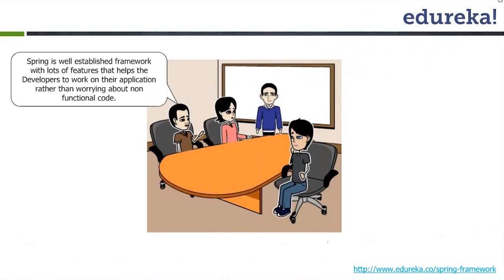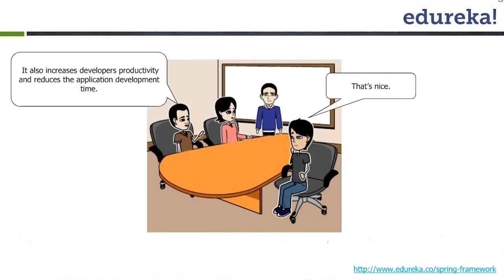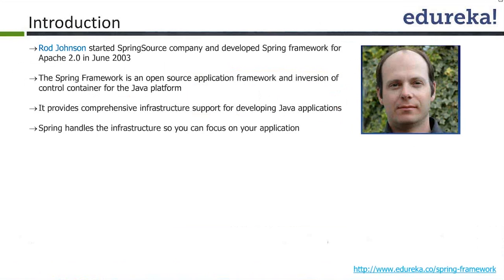Spring is a well-established framework with lots of features that help developers to work on their application rather than worrying about non-functional code. So being an end developer, you can focus on what is required to deliver, instead of worrying about the non-functional requirements that you need to satisfy. You can get rid of those when you go for any framework like Spring. It also increases developers' productivity and reduces the application development time, because most of the things related to non-functional requirements are already offered by the framework. As you are focusing on only functional requirements, it obviously results in better application development.